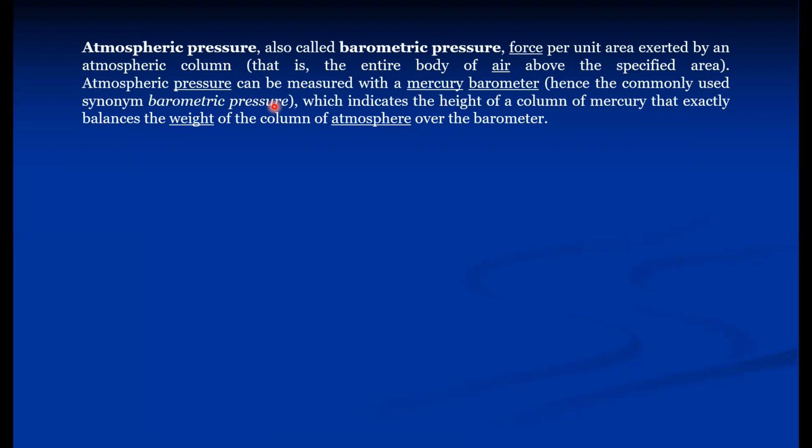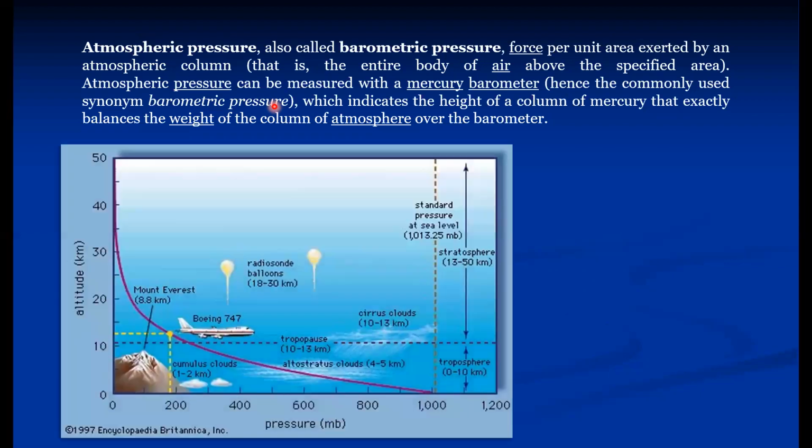So generally barometric pressure is expressed in mm of Hg. Atmospheric pressure is generally 760 mm of Hg. As far as atmospheric pressure is concerned, pressure decreases with increasing altitude, because the air column above the specified area goes on decreasing, so the pressure also goes on decreasing. So the highest pressure we can find is at sea level. At sea level it is around 1000, and to be precise, 1013.25 millibar.